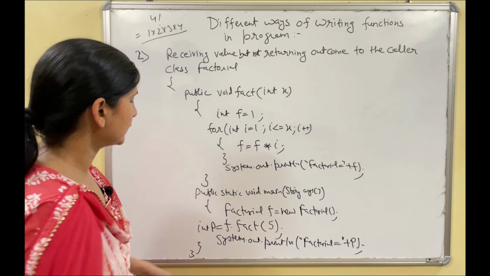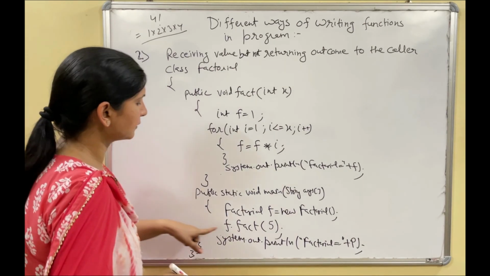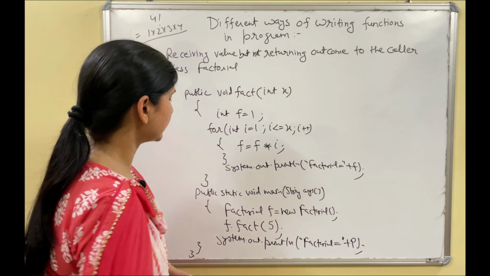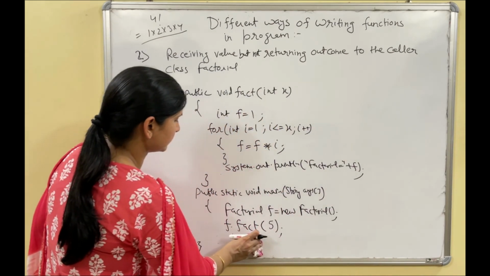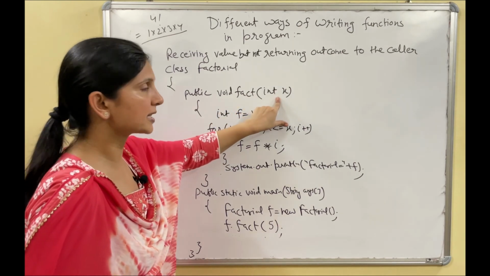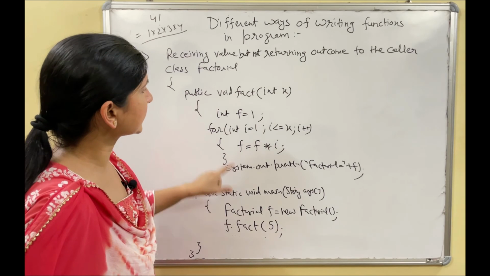Fine. So how will you invoke the method? You will not assign into another variable. You will simply invoke f dot fact 5. Fine. That will be displayed there. No need to display over here. So this was the second case. So you can use a method when you are receiving something and not returning anything.